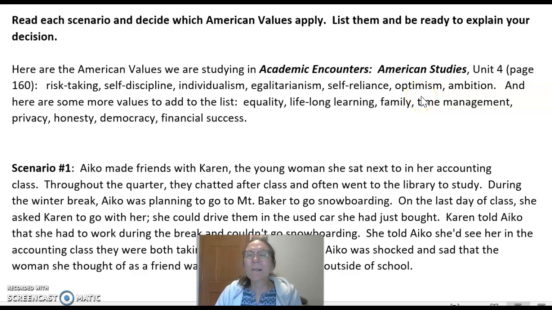Optimism? I don't think so. Ambition? No. Equality? Lifelong learning? Family? I don't know about family. He's not taking responsibility for his unborn baby. Time management? No. Privacy? No. There it is again. Honesty. Yeah, honesty. So I would say individualism and honesty, those are pretty much the two. Maybe self-reliance and maybe ambition, but I'm not sure. I don't have enough information.